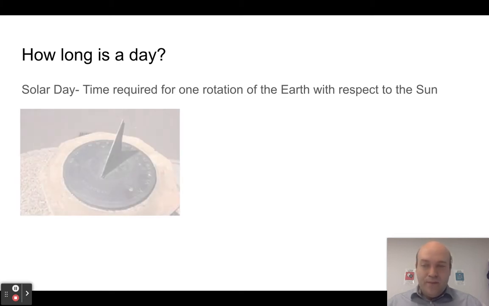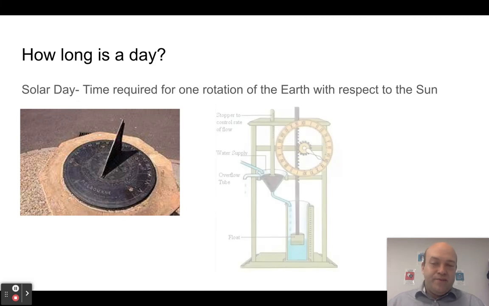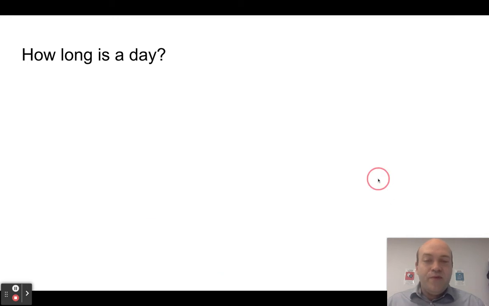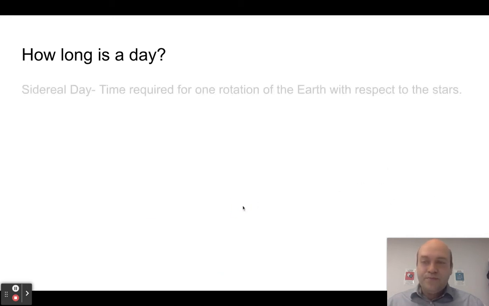Okay, so that is measured by sundials, and then you can look up water clocks sometime. They're kind of neat. They were a way to measure time accurately at night when the sun wasn't out. But that's the solar day, measured strictly off of how long the sun takes to make one full cycle.